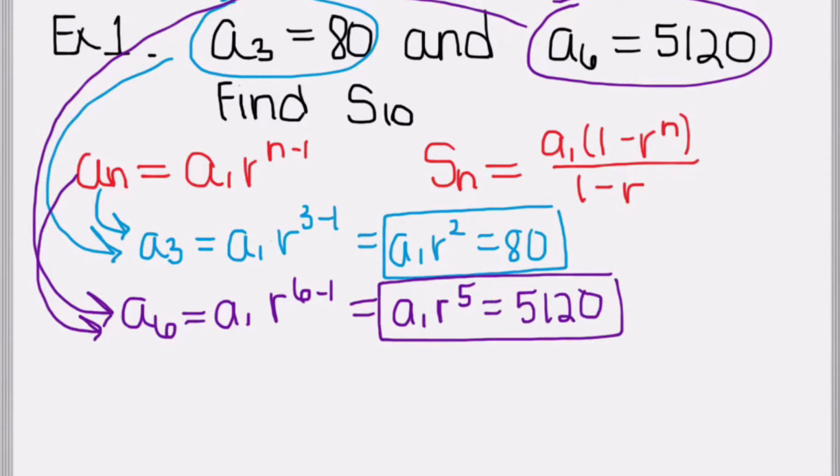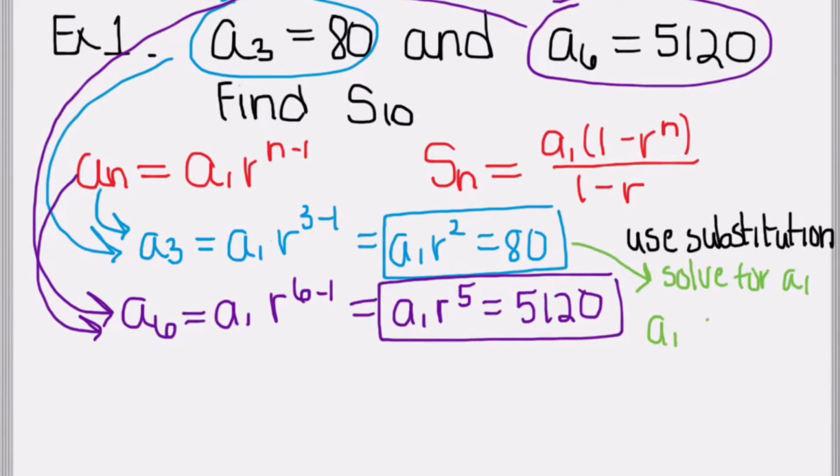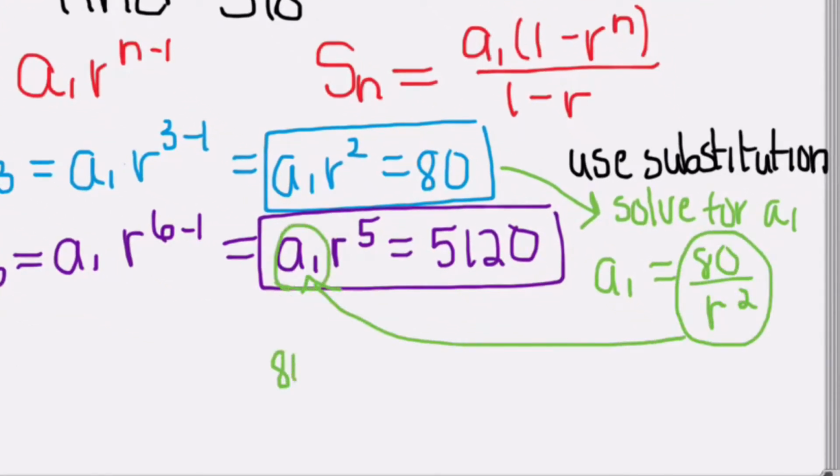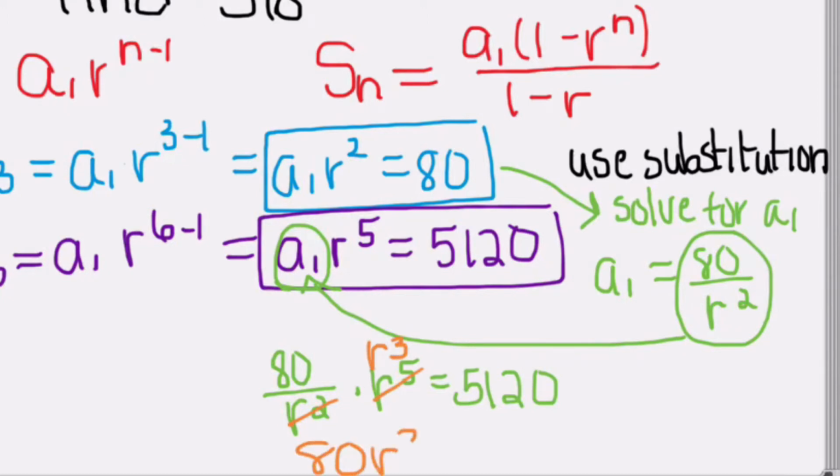For this problem, I'm going to use substitution to solve it. I'll start by isolating a sub 1 in the first equation, which gives me a sub 1 is equal to 80 over r squared. And then I'm going to take this expression for a1 and plug it into the second equation. Simplifying the r's gives me 80r cubed is equal to 5,120.